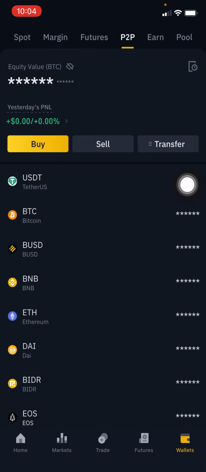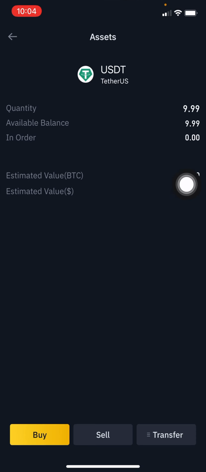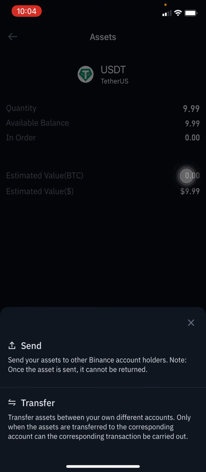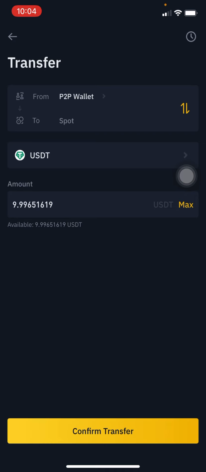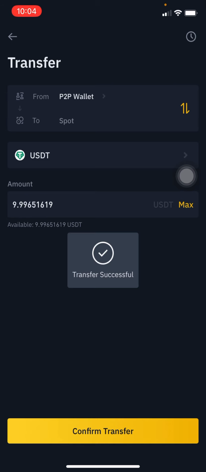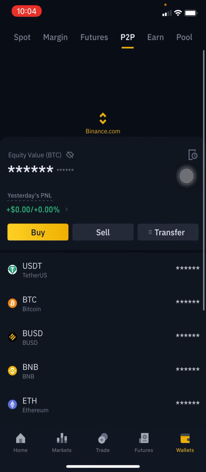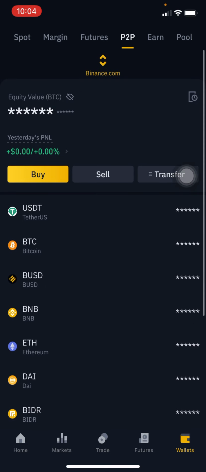I know you'll be wondering, why is it on stars? Yes, I'm the one that hid my money. I don't want to expose my money. Okay, so as you can see it right here. So the next thing you have to do is to transfer this particular money from here. Transfer it to spot. So from spot, you can make use of it. Transfer to spot. So that is it.